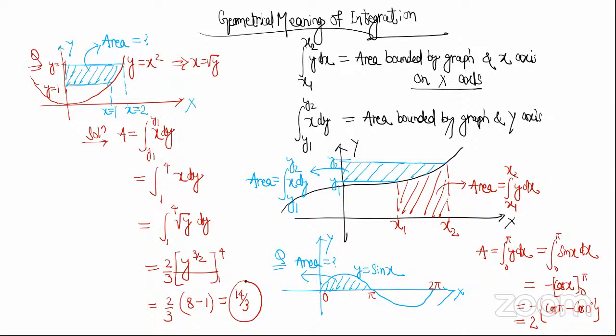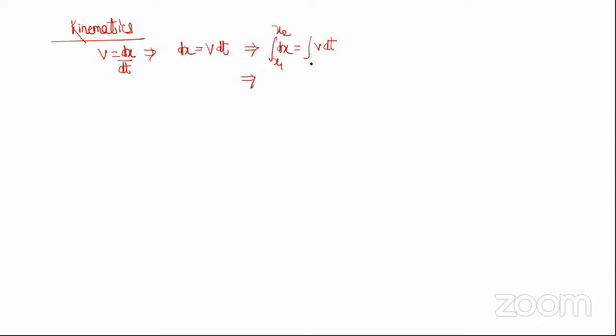Now what will be its use in kinematics? In kinematics, what formulas do we have? In kinematics we have first formula v equal to dx by dt, so that can be written as dx equal to v dt. That can be written as integration dx equal to integration v dt. Here x1 to x2, here t1 to t2, so this can be written as delta x equal to area under vt graph.